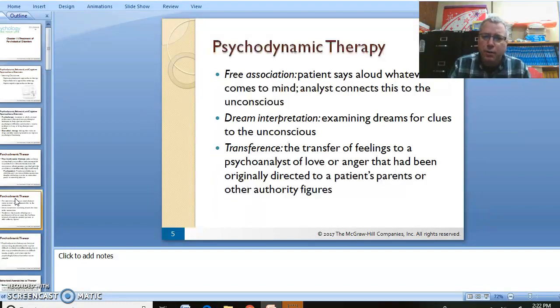He thought another way is dream interpretations. He was the first guy to write a book about dreams and what they could possibly mean. And then transference is when you transfer your feelings onto someone else. Okay, so if you hate your mom, or if you have issues with your mom, you may transfer your feelings about your mom to someone else, whoever that might be.